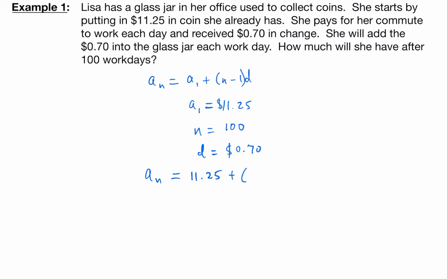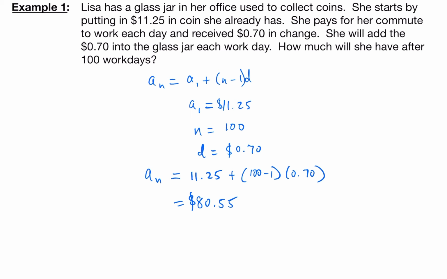11.25 plus 100 minus 1 days times 0.7. Okay, now if we punch that into the calculator, we would get $80.55. Okay, so after 100 work days, Lisa is going to have this much in her jar.